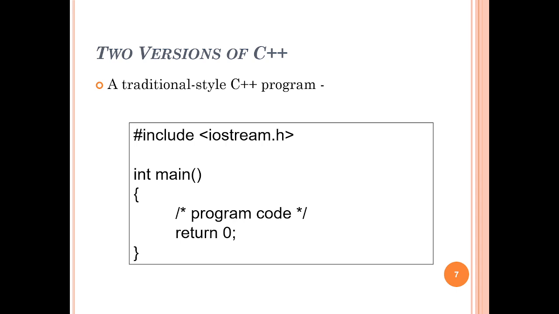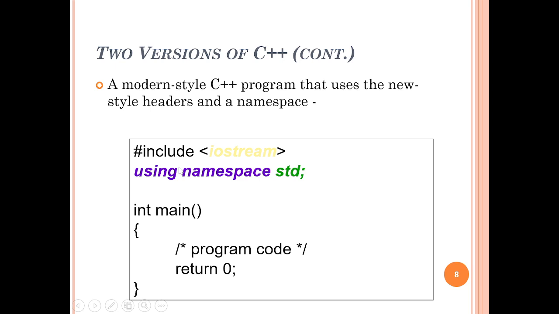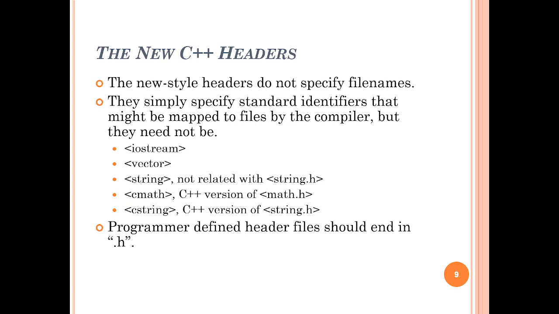There are two styles of C++ programs, as shown on the screen. See, the traditional style: we use include iostream and the main program with int main, the program code, and a return 0, as main is an int function. Another version is the modern style. We can use using namespace std. This is the new style of header. Using namespace std is the standard header with the new style.